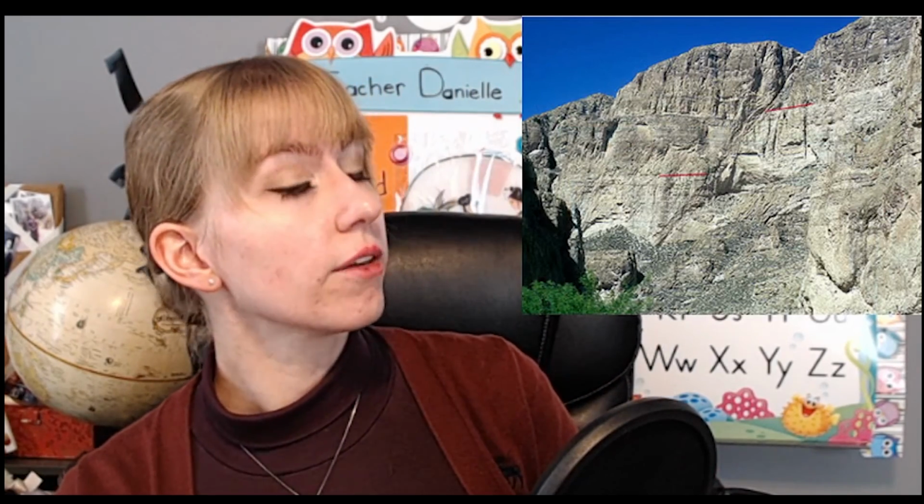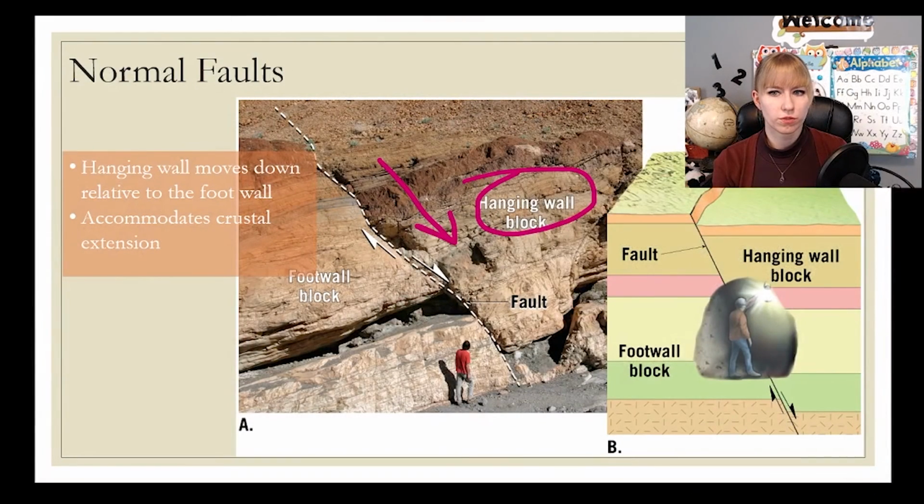Here's an example of what a normal fault looks like in real life. And so now let's go ahead and go back to look at reverse faults.